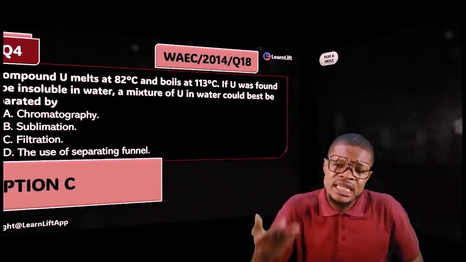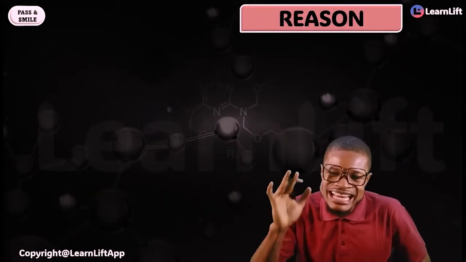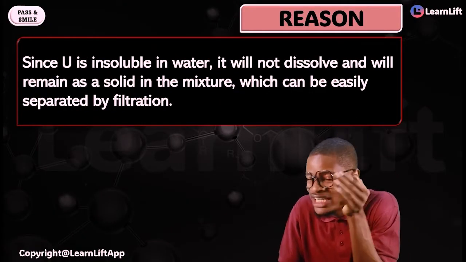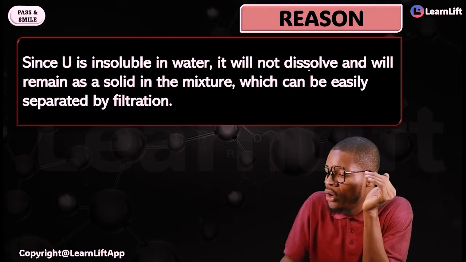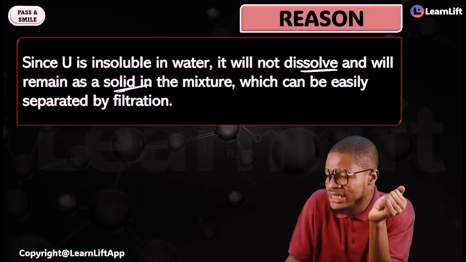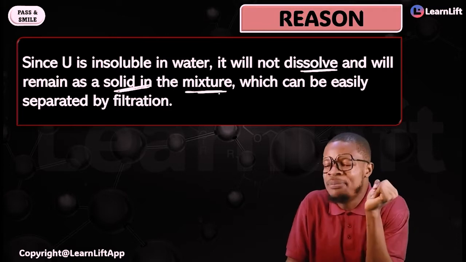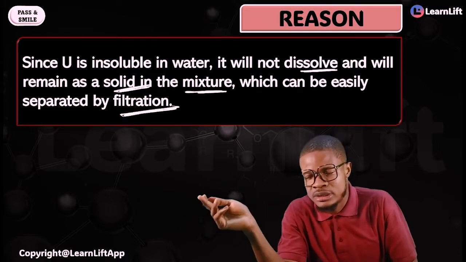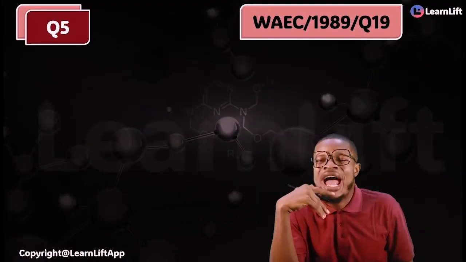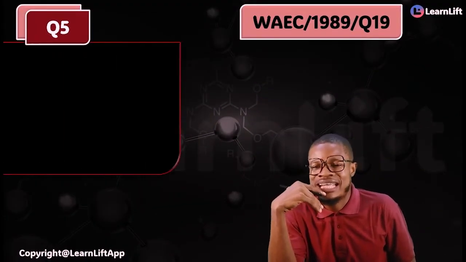How is it filtration? It is filtration because we have established from the question originally that since U is insoluble in water, it will not dissolve. And because it will not dissolve, it will remain as a solid in the mixture, which can easily be filtered by what? Filtration. That's what you apply there. Does it make sense? Now look at question 5, WAEC 1989, question 19.